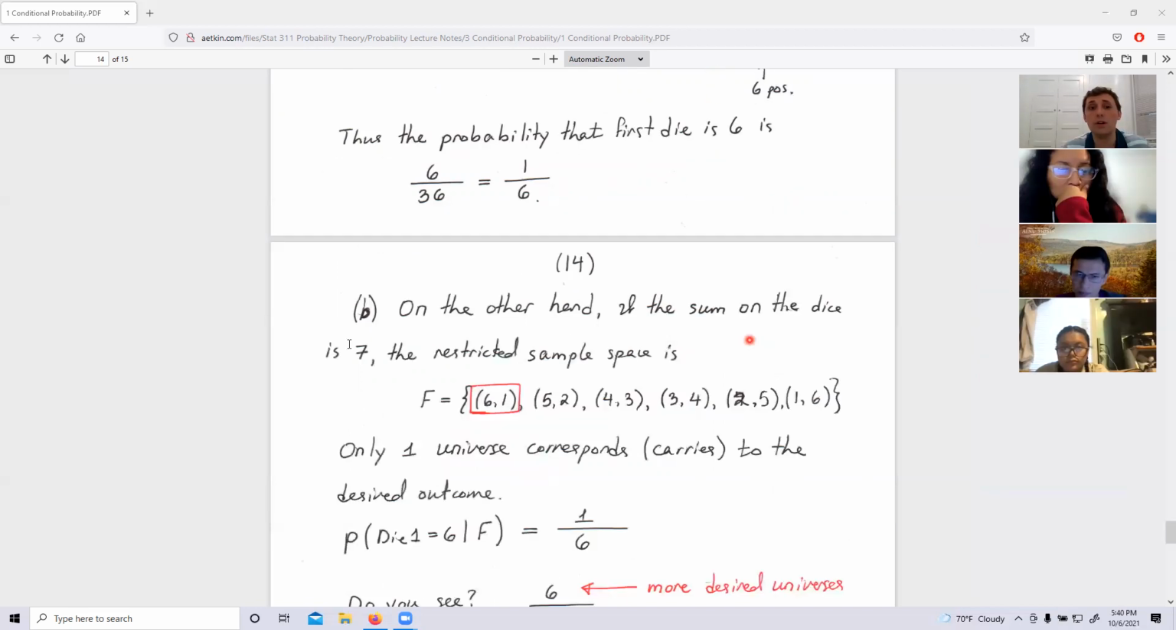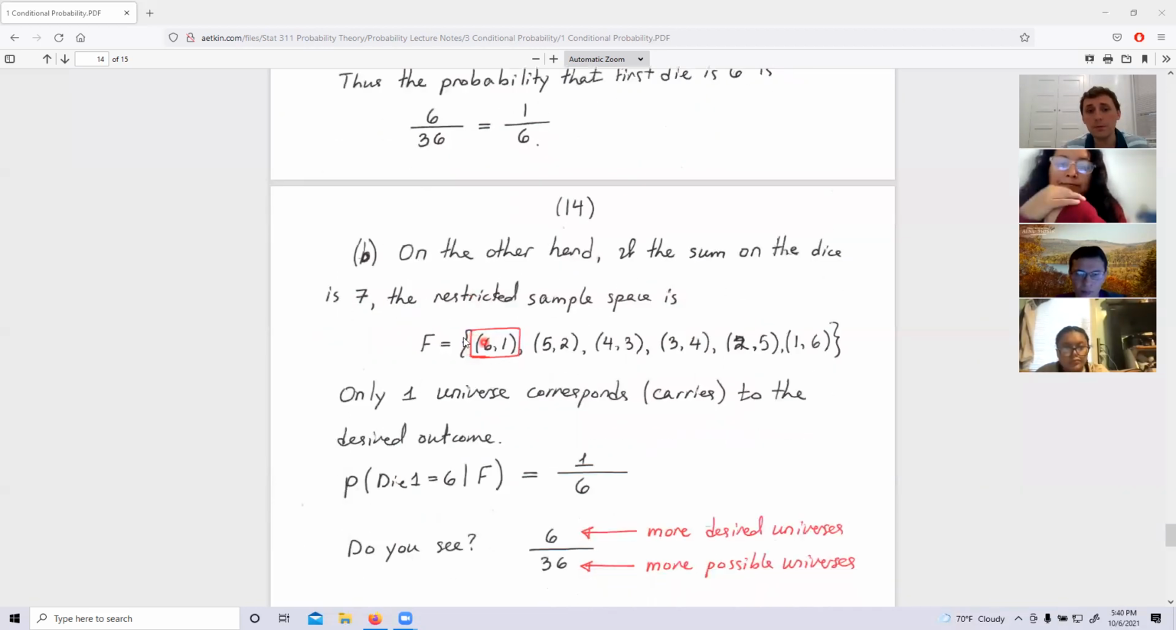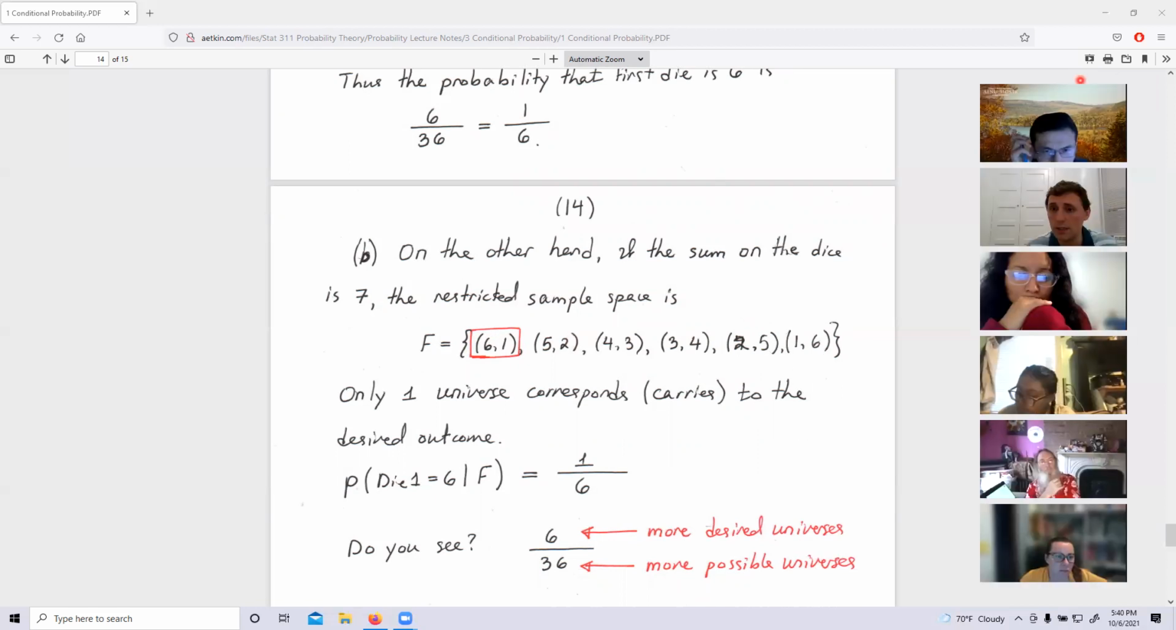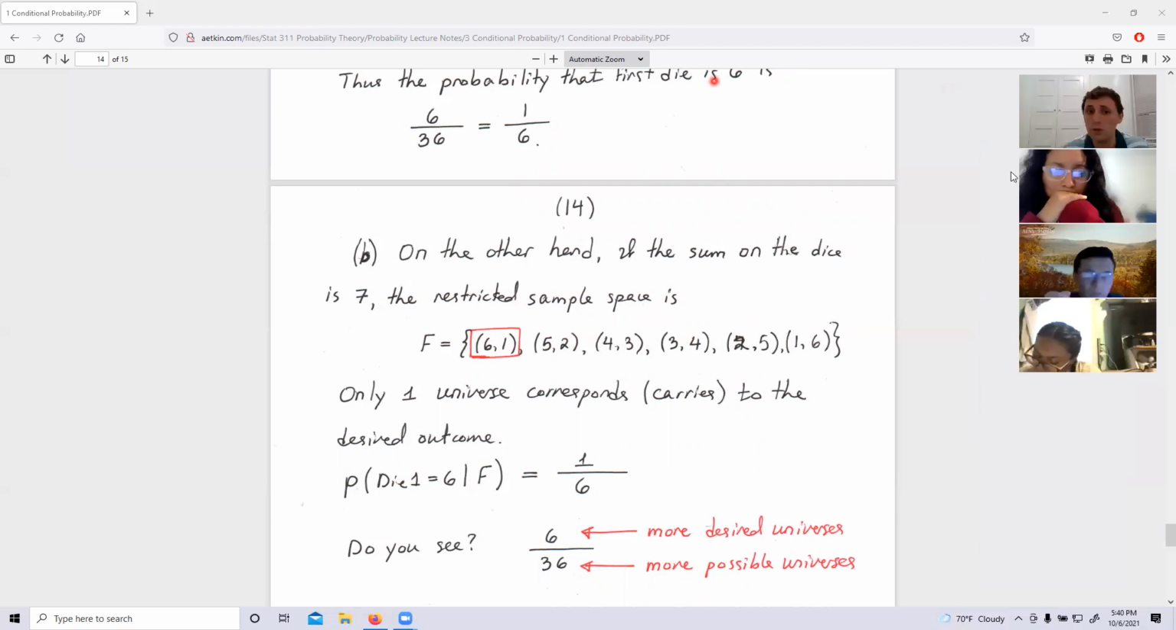And the answer for question B, when F happened, right? F does give us information on which universes we have. We no longer have, if the sum is 7, we no longer have 36 possible universes. We have exactly 6 possible universes, agreed? And only one of those universes corresponds to the first outcome, to the first die being a 6. This is the one. So the answer is 1/6.